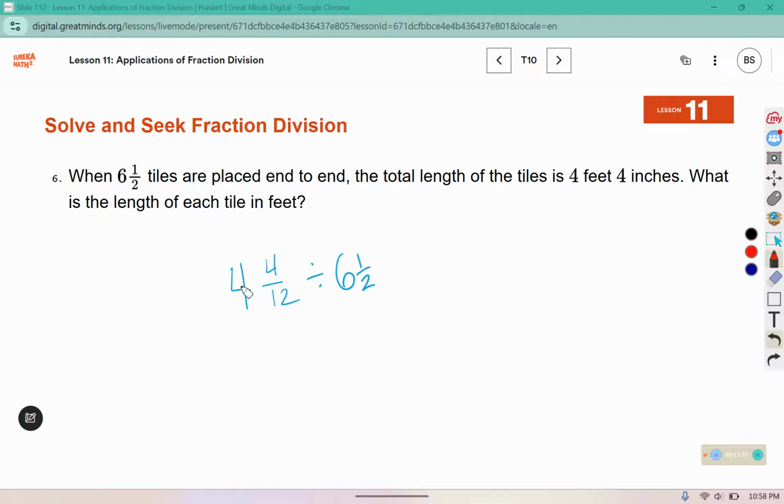4 times 12 is 48, plus 4 more. 49, 50, 51, 52. 6 times 2 is 12, plus 1 more is 13. Now we leave, change, change. 2 and 12 are both multiples of 2. I believe 13 and 52 are multiples of 13.